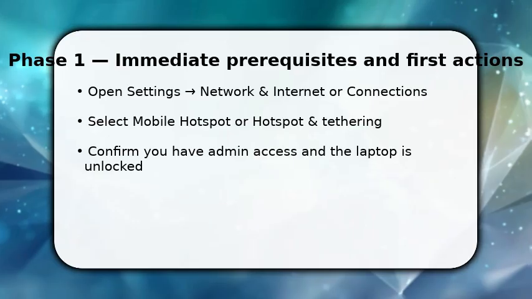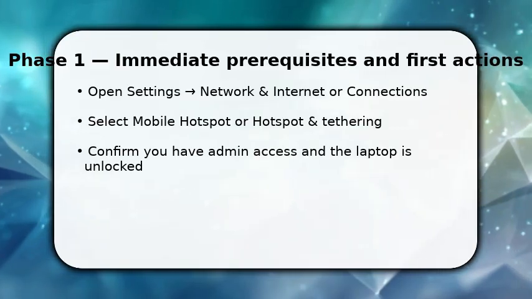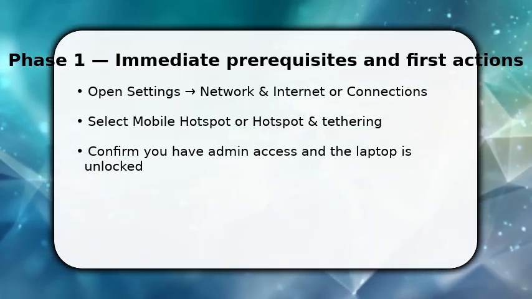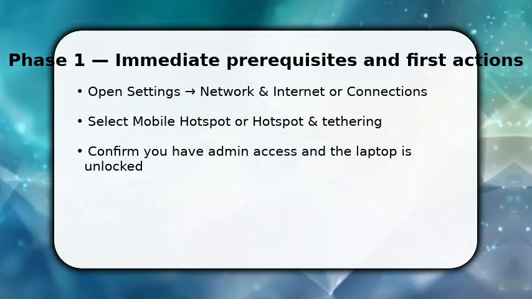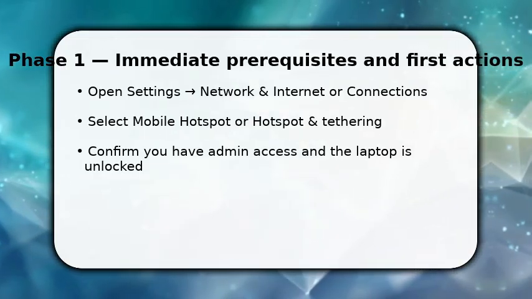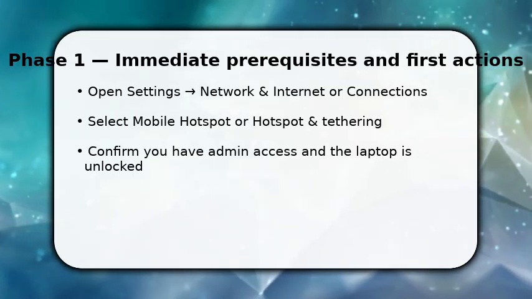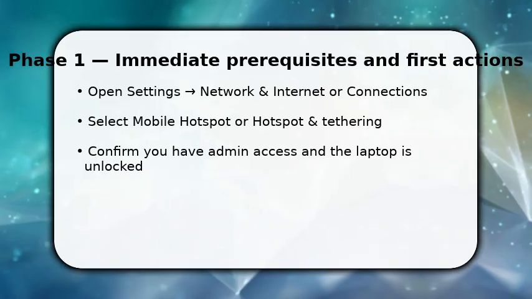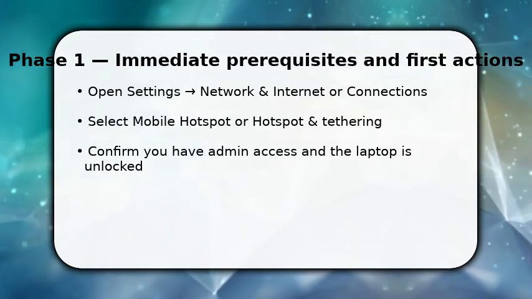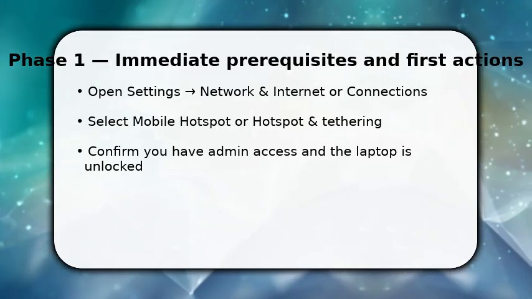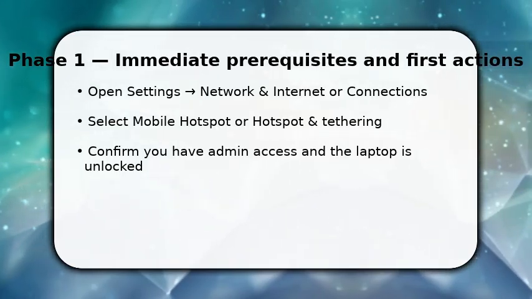You start with the laptop unlocked and admin access, open settings, then network and internet, or connections on some systems. Once there, choose Mobile Hotspot or Hotspot and Tethering to reveal current hotspot details. Make sure the hotspot is turned on so fields appear. You're doing this now because changing the password requires the running service active, otherwise options stay grayed out.